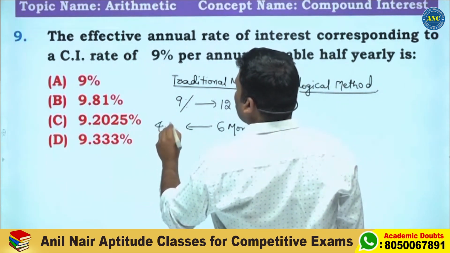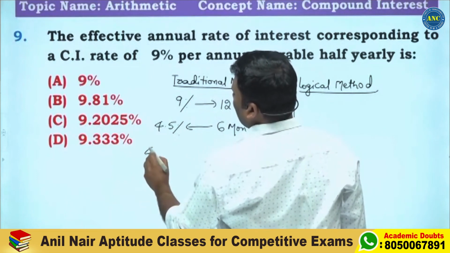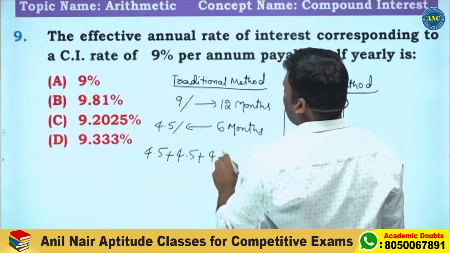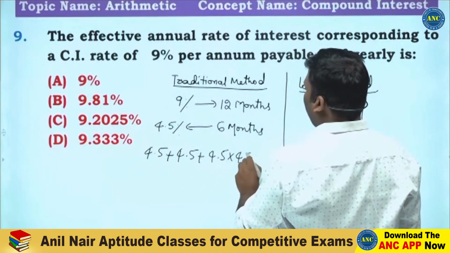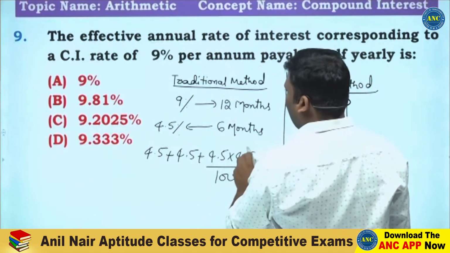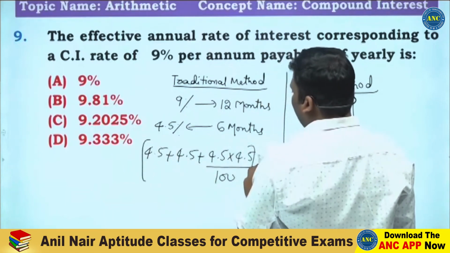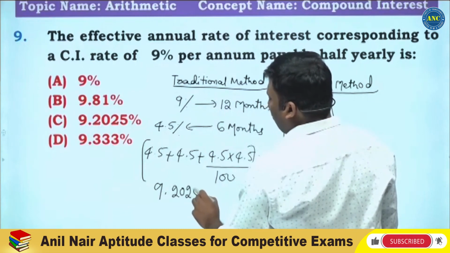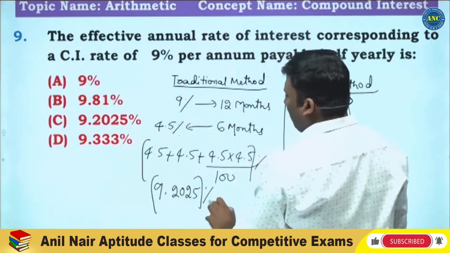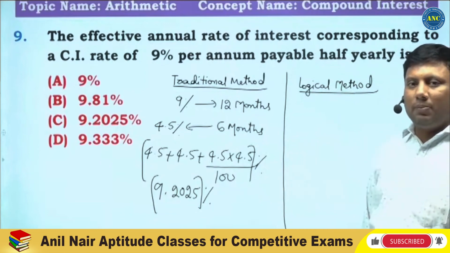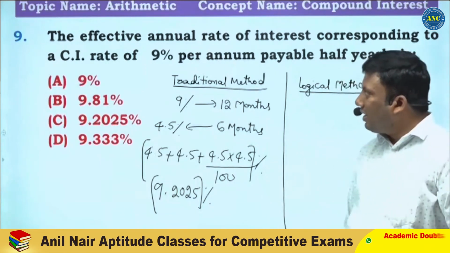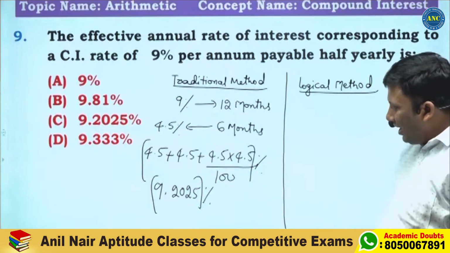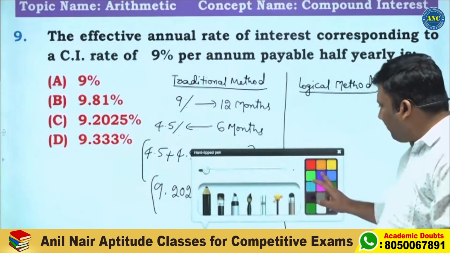Half of 9 is 4.5 percent, so it is 4.5 plus 4.5 plus 4.5 into 4.5 divided by 100, which is 9.2025 percent. I hope the idea is clear. Now, if you observe closely, the same thing can be done differently.